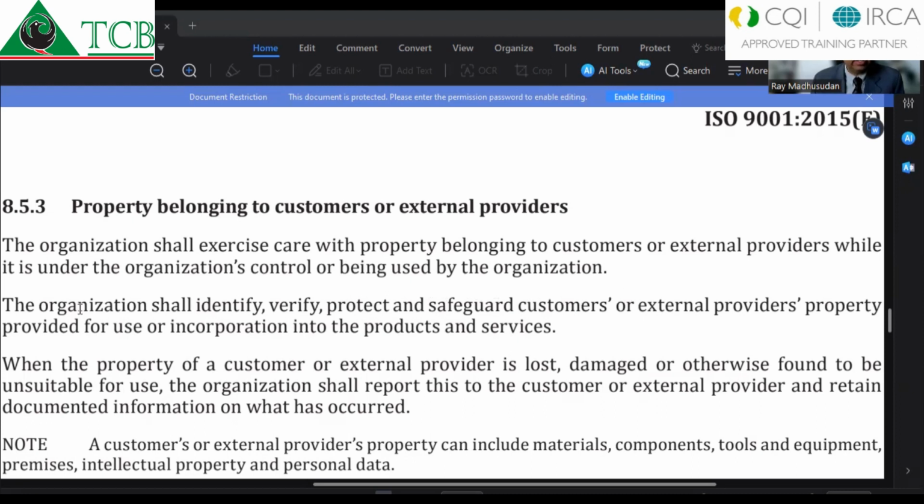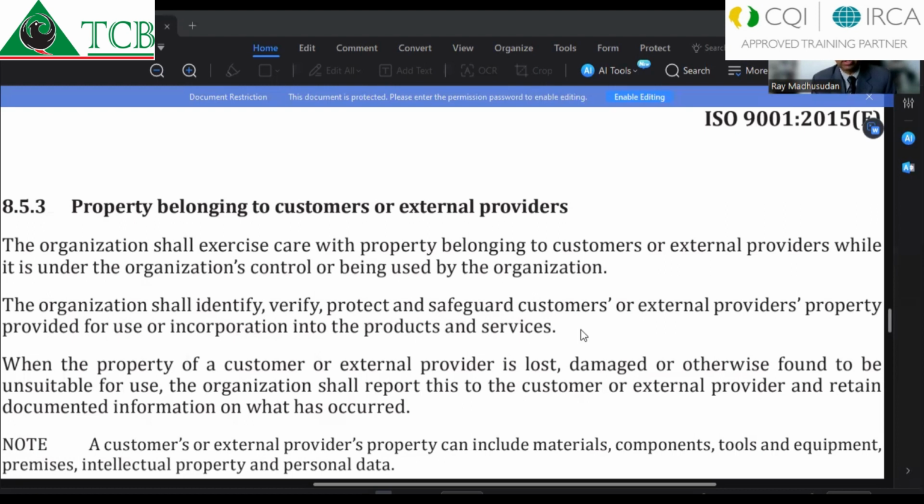What the standard requires is the organization shall identify, verify, protect, and safeguard customers' or external providers' properties provided for the use or incorporation into the products or services. Sometimes the product can be incorporated into the final product and services offered to the customer. For example, the pipes were provided. Now, this has been used to construct the pipeline. So the pipes have been incorporated into the final product or services.